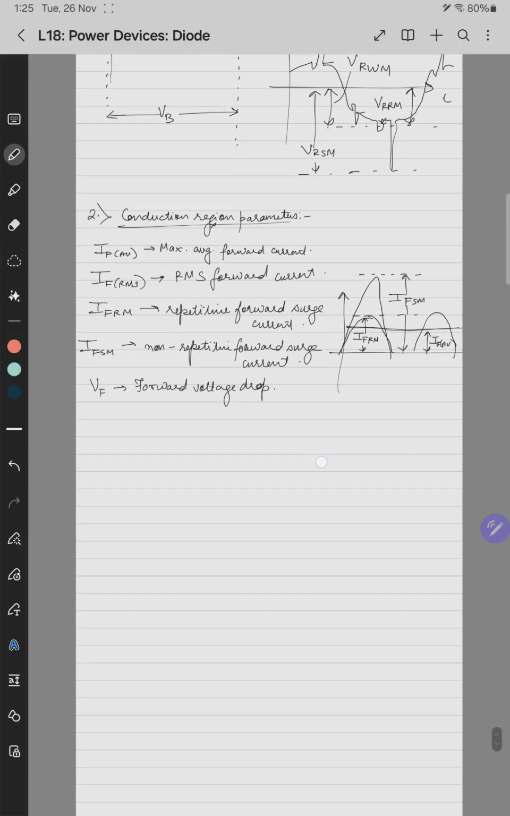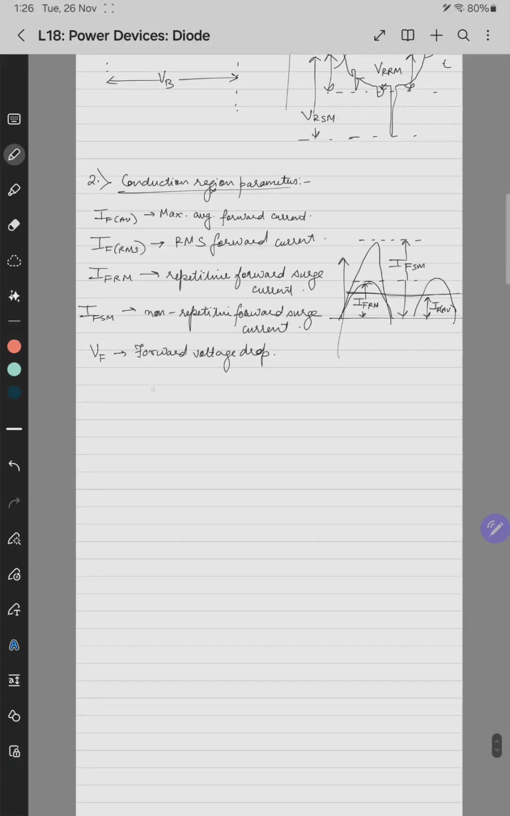So in the IV characteristics, where to draw this thing? Let's draw it in the conduction region. In the conduction region, it's like this. This is the threshold voltage. Beyond this, it's rising like this. Let's say this is ID and this is VAK.